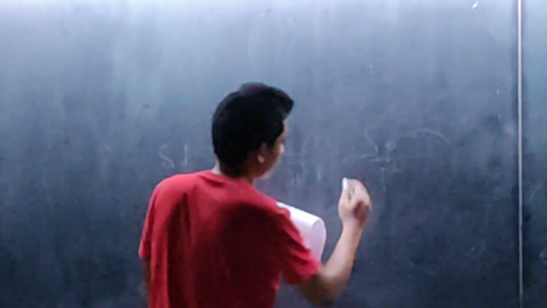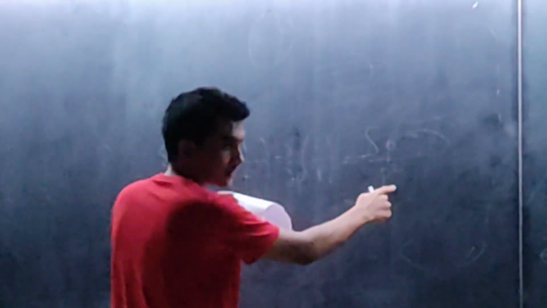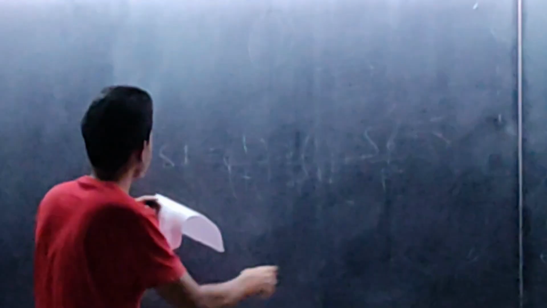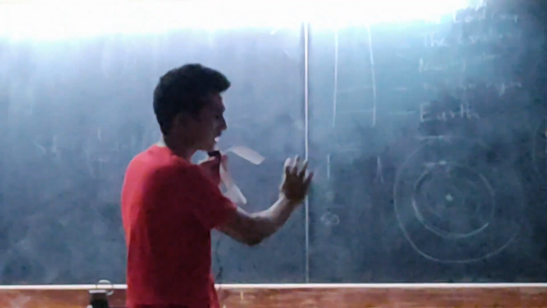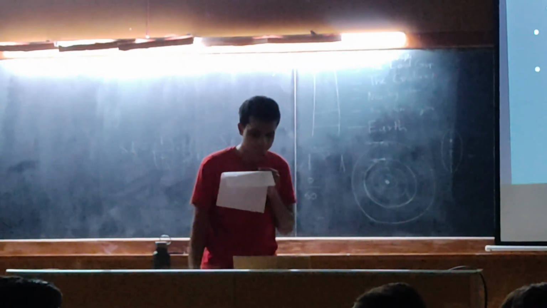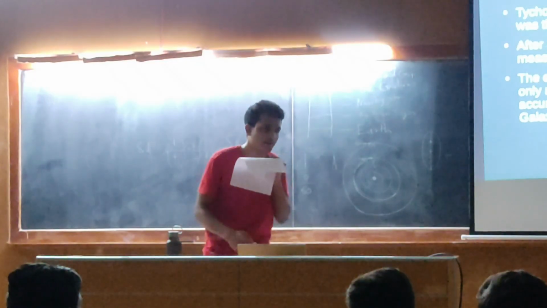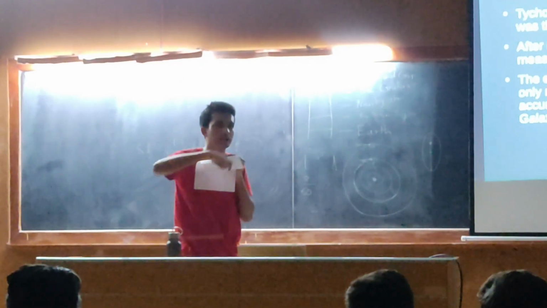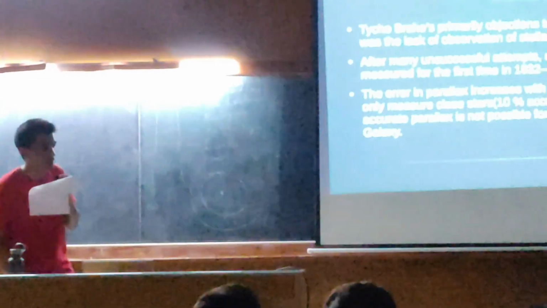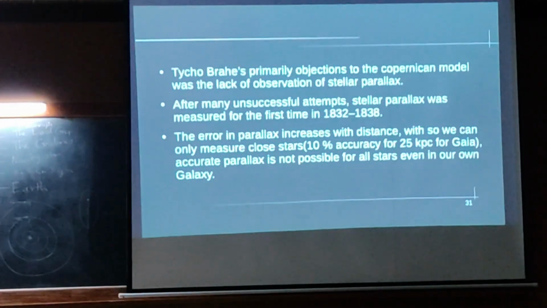So the smaller your parallax is, the farther away the star is, and the distance estimate you get will have larger errors associated. The most accurate method we have now to measure parallaxes is using some space probes which do interferometric parallax, another method, but the main principle is the same. They can measure distances to 10% accuracy up to 25 kiloparsecs. 25 kiloparsecs doesn't even cover the entire Milky Way. So we can only measure parallaxes for nearby stars accurately.